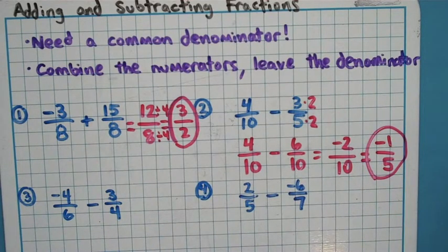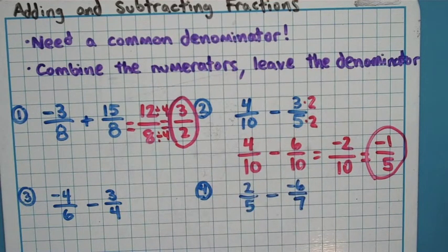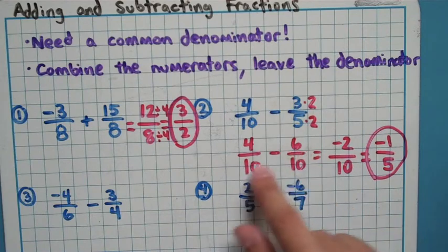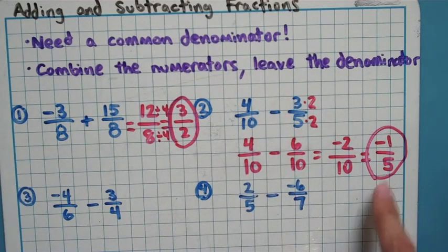That's not the only bottom number I could have had. I could have looked at these and said, well, 10 and 5 both go into 50. I would have had to get different bottom numbers, that would have changed what I multiply by, but when you actually reduce, your final answer should be the same.